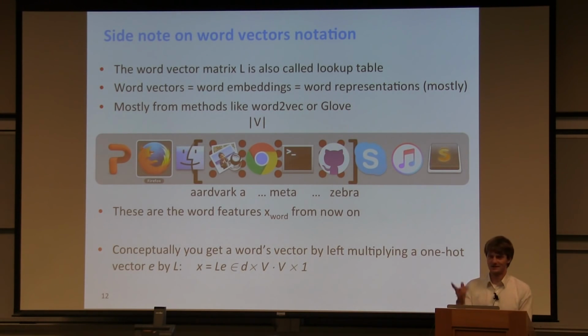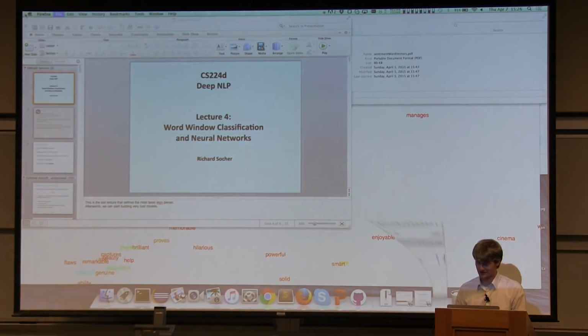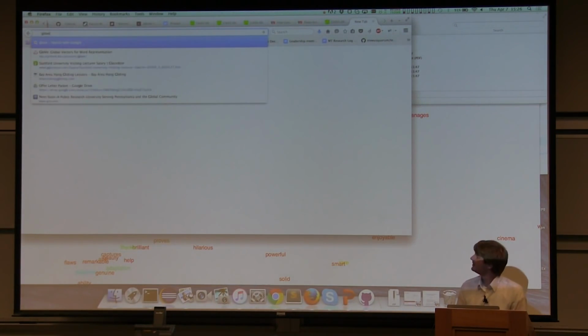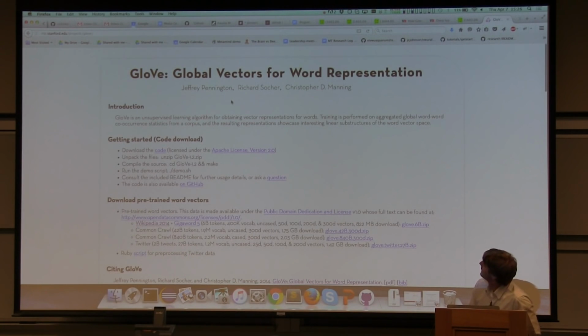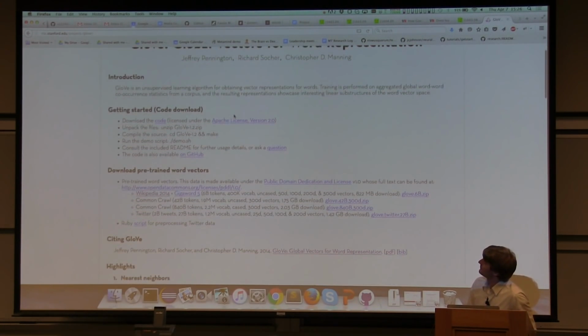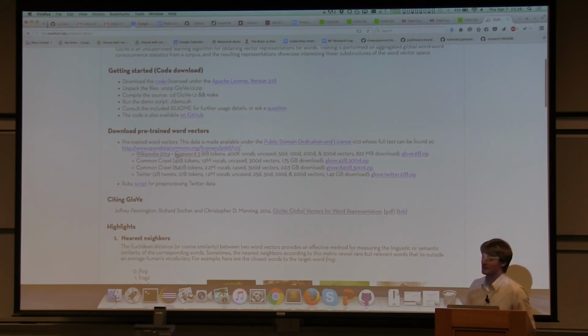So the question is, and I'm going to repeat them for the videos, have people released these? And the absolute answer is yes. A lot of them have been released. For instance, if you go to the GloVe project from Stanford CS, you can download the vectors that have been trained on different data sets.